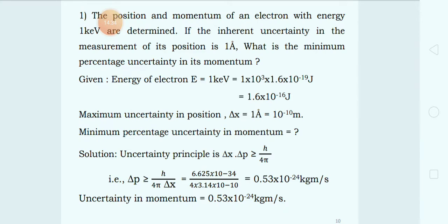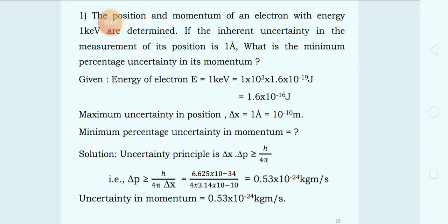The first numerical: the position and momentum of an electron with energy 1 kilo electron volt are determined. If the inherent uncertainty in the measurement of its position is 1 angstrom, what is the minimum percentage uncertainty in its momentum? In this problem, we are supposed to determine the percentage uncertainty in its momentum.